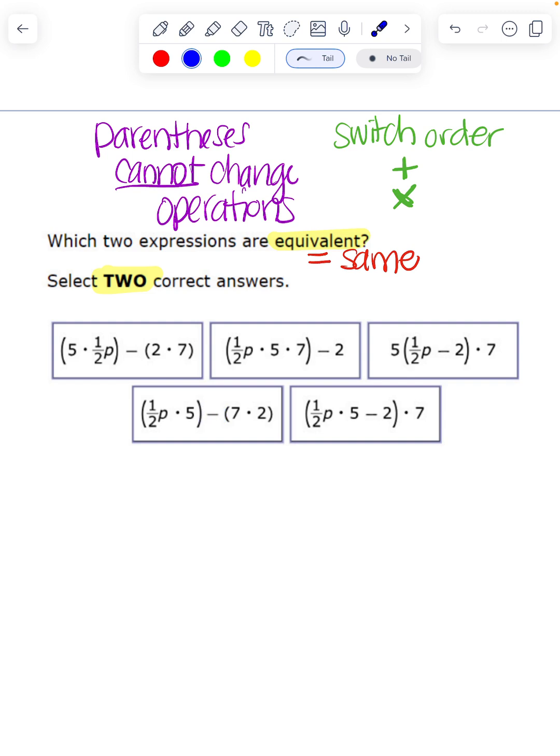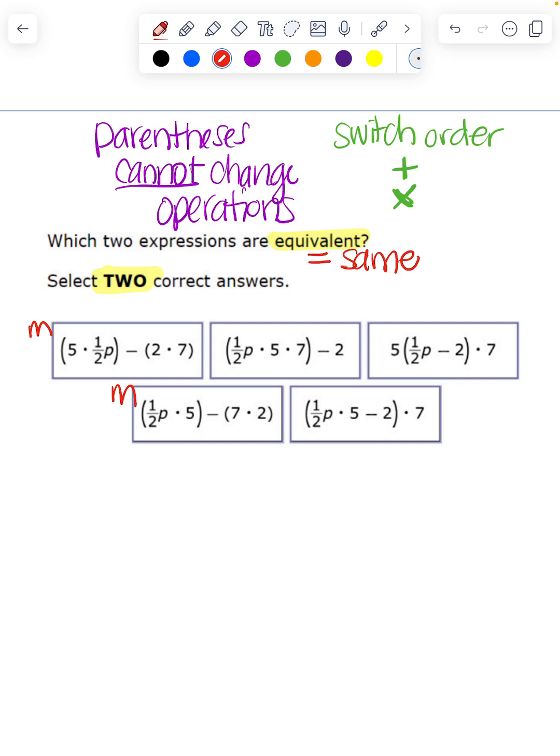All right, and then at my second parentheses, I have multiplying 2 and 7. And remember, you can switch the order on multiplication. So it is totally okay that my 7 and 2 are in a different order. It is totally okay that my 5 and my 1/2 p are in a different order. So these two match beautifully. They look really, really good. So I'm gonna put a maybe next to these two because I think they both look really nice.